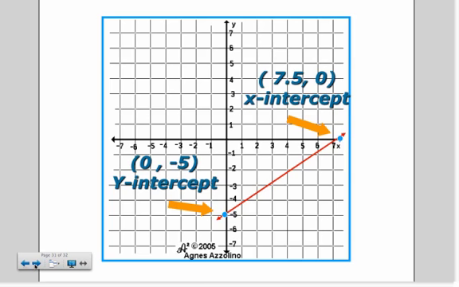And this is x and y intercepts, what they are and how to find them.